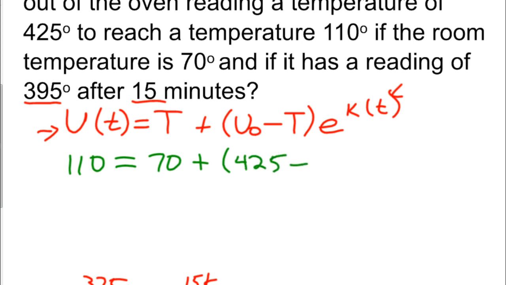Minus 70 again. E to the, well, this number right here, the negative 0.0059, yada, yada, yada. And then T is the variable I'm looking for here, right? Right. Again, why did you put 110?